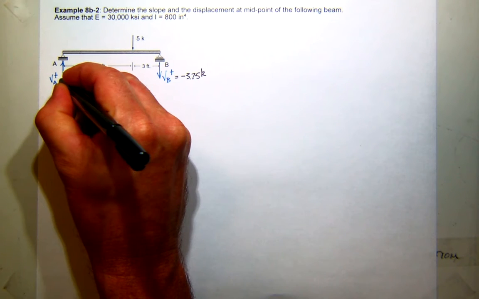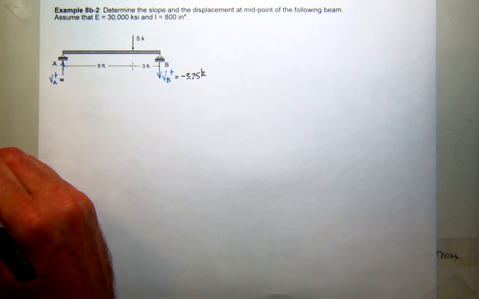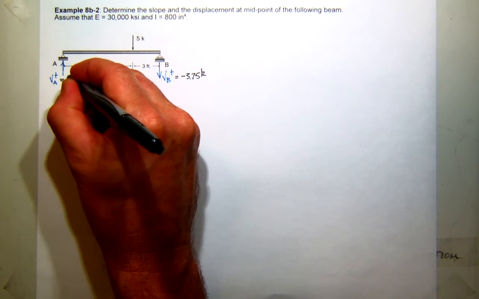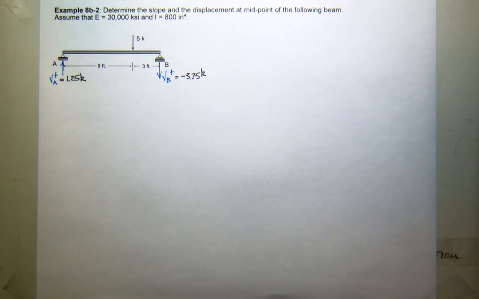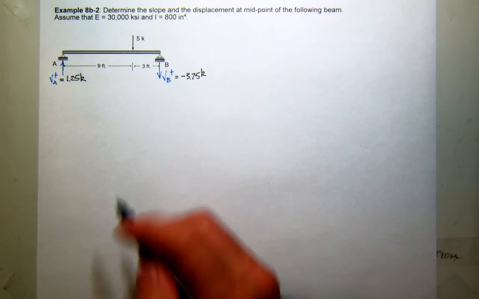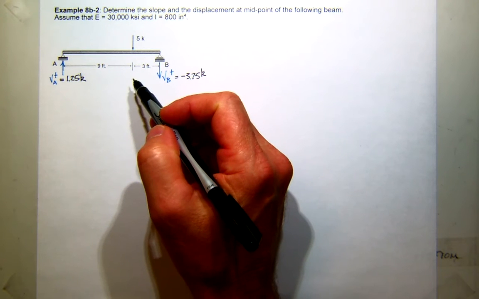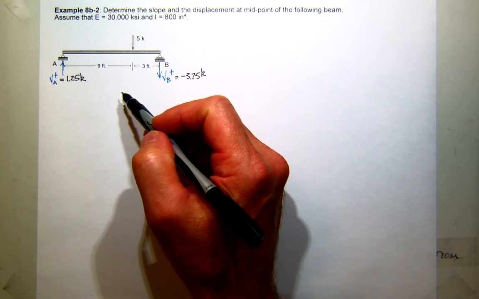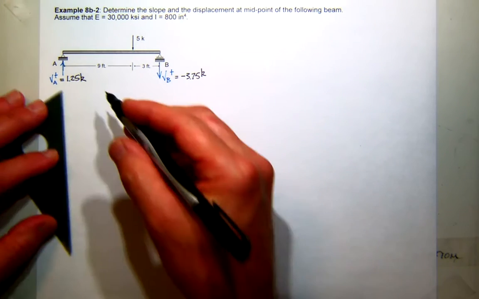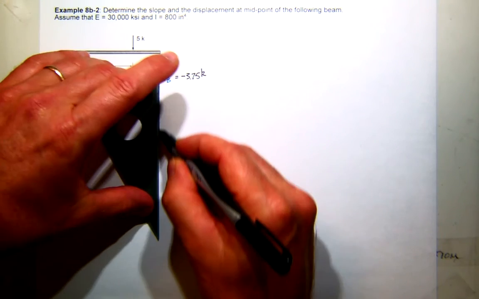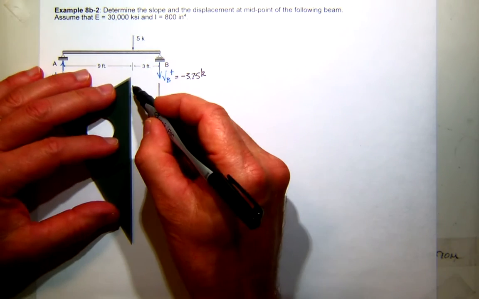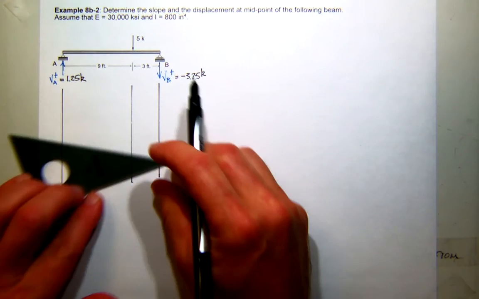And then, of course, the reaction at A would be 1.25. I did that kind of quick, but you could check that. I just pretty much did them in my head. I figure at this point in the course you could probably do those, so we'll just skip through that quickly. And now I'll draw my template so that we can construct our shear force and bending moment diagram.